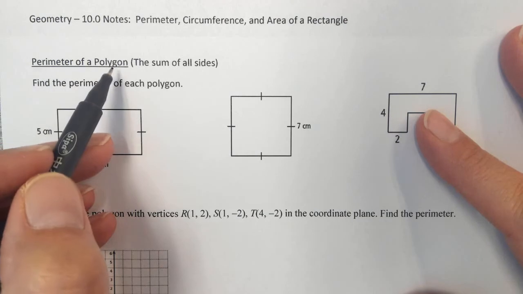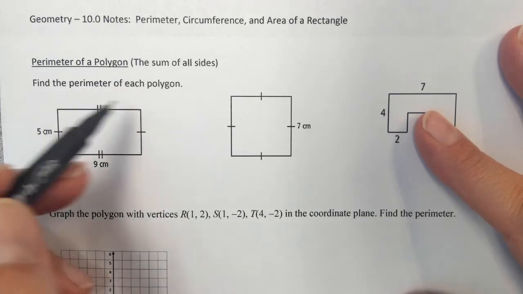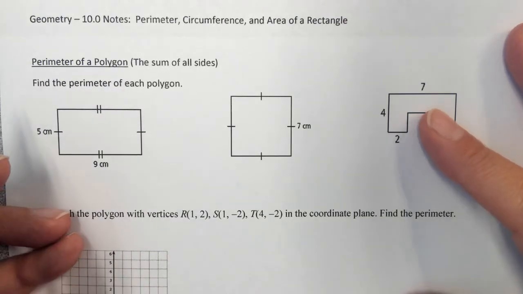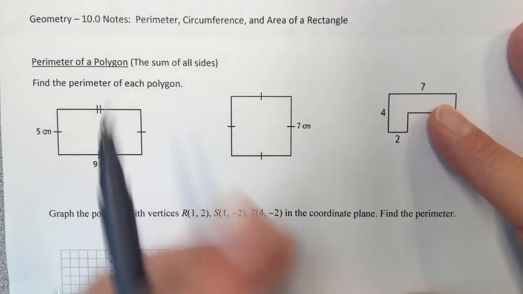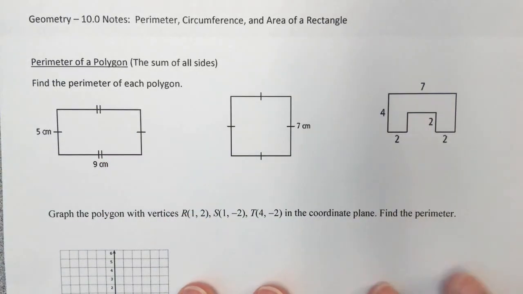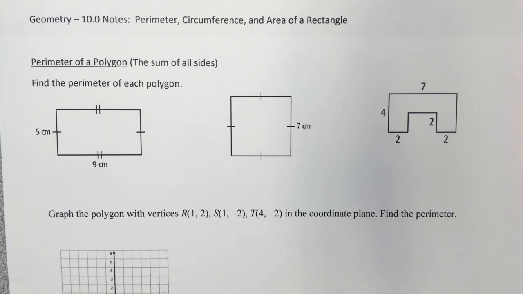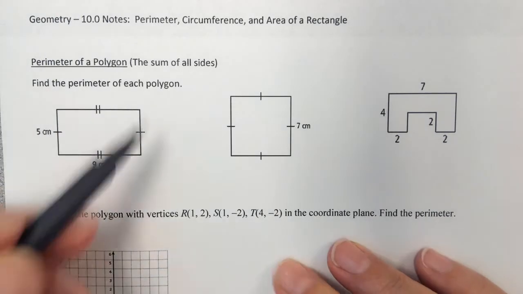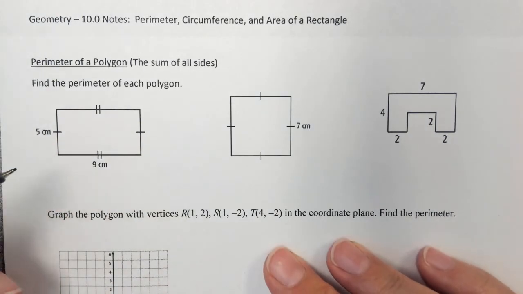So perimeter of a polygon is what you get when you add up all the sides, the distance around a polygon. You don't really need a formula for the perimeter of a polygon. You just need to be able to add the sides. So let's take a quick look at the long way and the short way to do each of these.